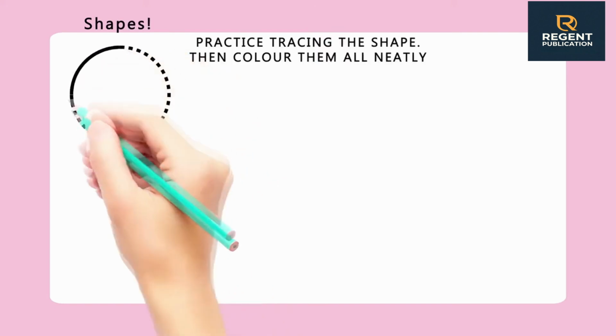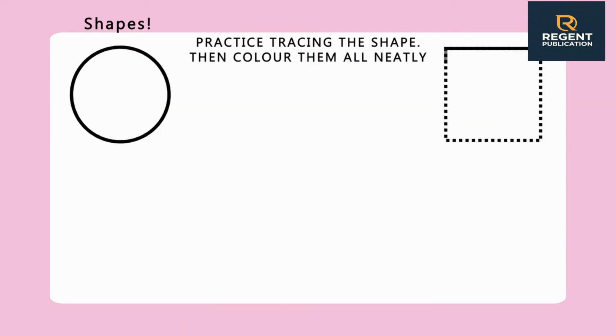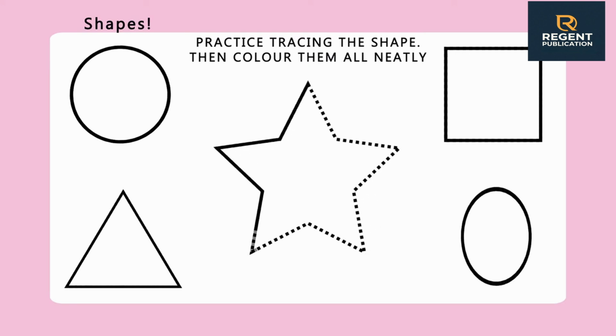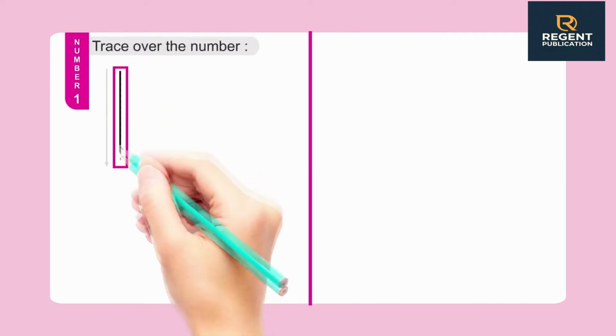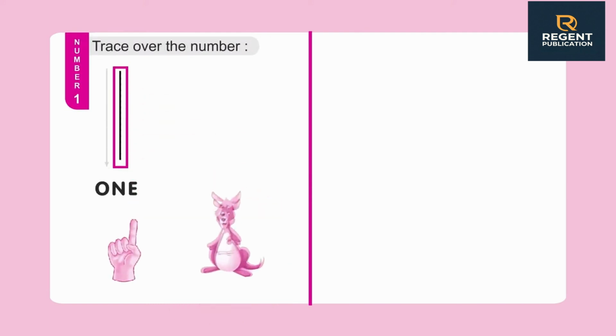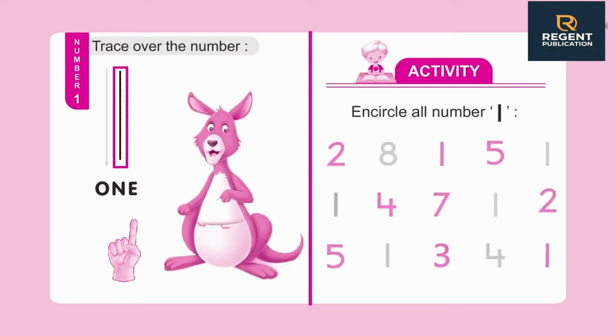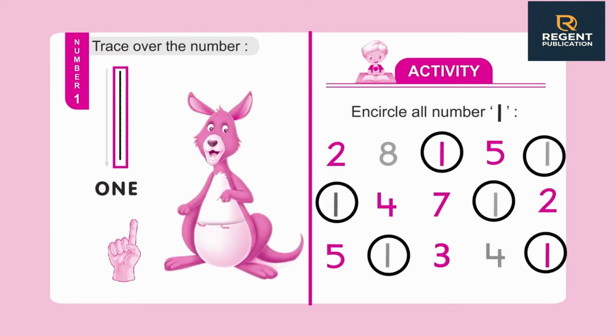Shapes. Practice tracing the shapes, then color them all neatly. Trace over the number 1. Activity. Encircle all number 1. Practice.